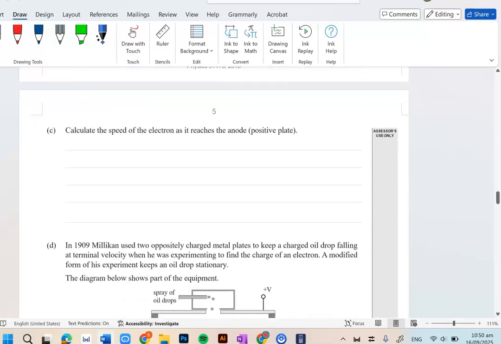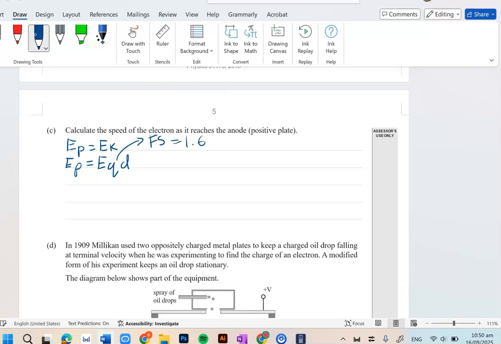Calculate the speed of the electron as it reaches the positive plate. Okay, so we know from conservation of energy laws that EP has to equal EK. Now to find the speed we need to find EK, and to find EK we need to find EP. So we need to start by finding EP. So that's going to be, what's the formula? Electric field strength times the charge times the distance. Now the charge is on your formula sheet, and it should be like 1.6 times 10 to the negative 19 if I remember, something like that.